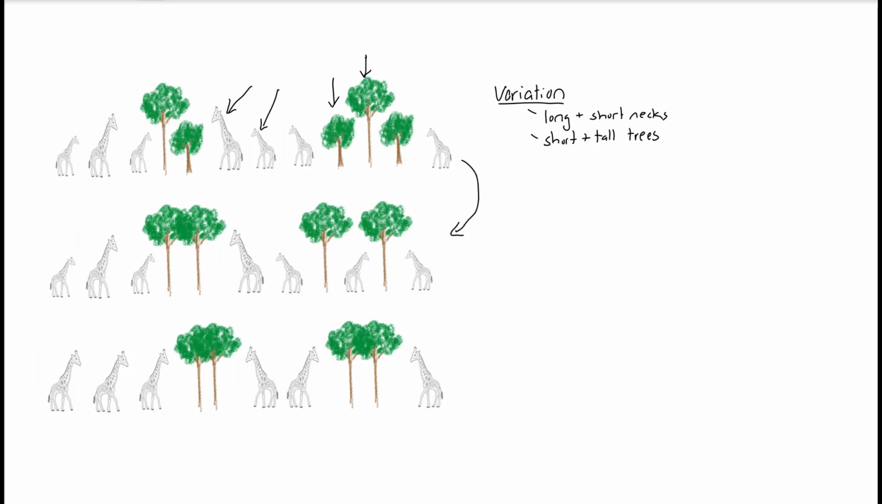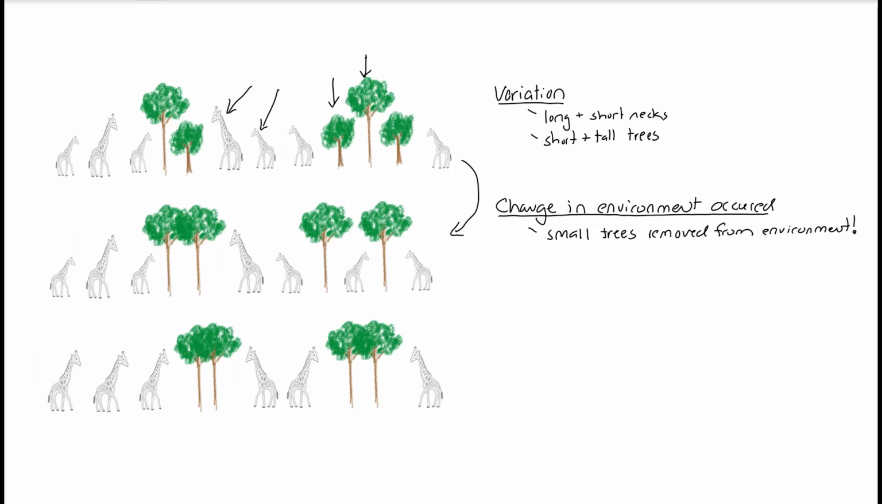Going from this first scenario to this second scene, you notice a big change in the environment. Fungus came in, killed the small trees, they're gone forever. This presents a problem. These short-necked giraffes, they're going to die. They don't have the traits or characteristics to get food anymore. There's no more small trees. Therefore, they're going to die.